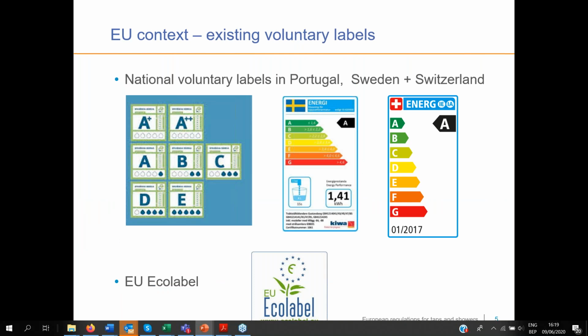So we currently do have a few existing voluntary labels in Europe, both European Union and Switzerland. These are voluntary. The three you see on the upper part of the slide are for Portugal, Sweden, and Switzerland. These are national level, voluntary categorical labels. And we also have a voluntary eco label. This one is at the European level, but first of all, it considers more than energy and water efficiency in use. The EU eco label looks at basically all stages of the life cycle of products, and it hasn't been really used till now.